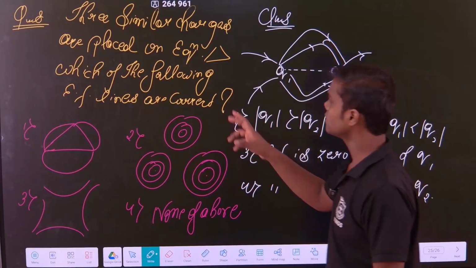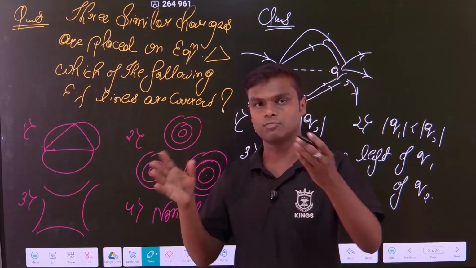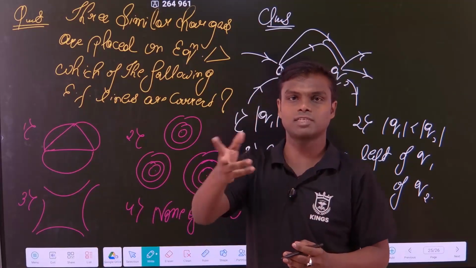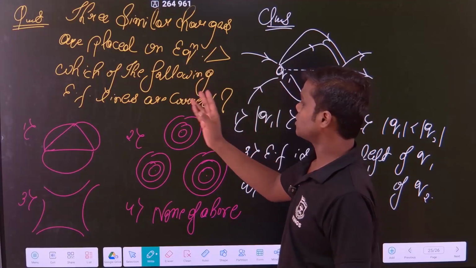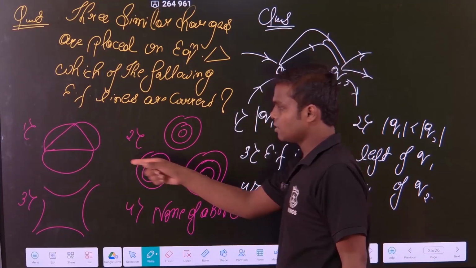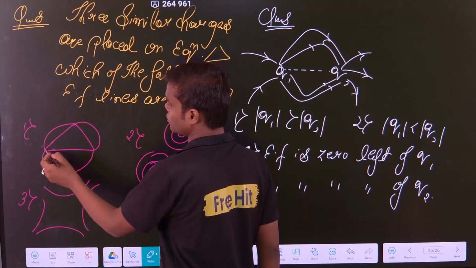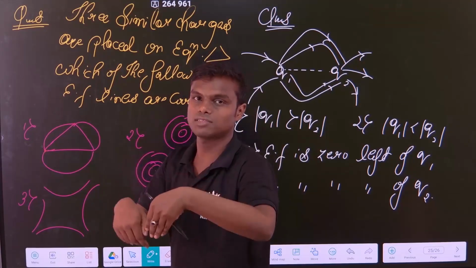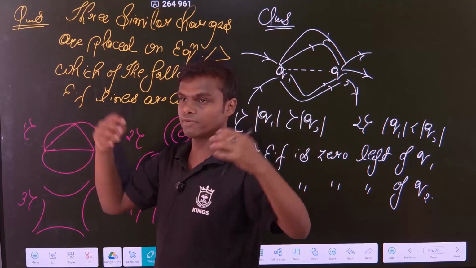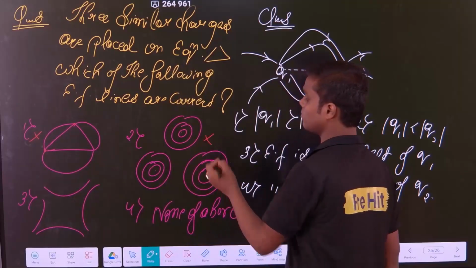Now what they are saying is they have placed three similar charges, meaning the charges are the same. Either you take plus q, plus q, plus q, or minus q, minus q, minus q, it doesn't matter. Placed on an equilateral triangle, which of the following electric field lines are correct? If I am treating these as positive, then from positive to positive, the electric field line cannot enter inside the same similar charges. Either they will go to infinity or they will come from infinity. So that is wrong. Second, closed loop will not be formed, wrong.